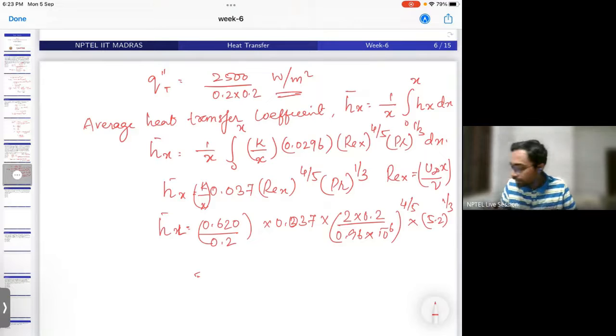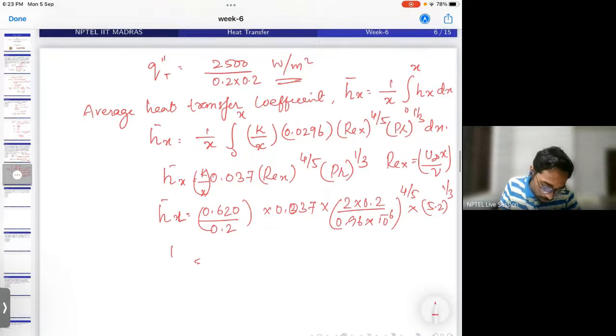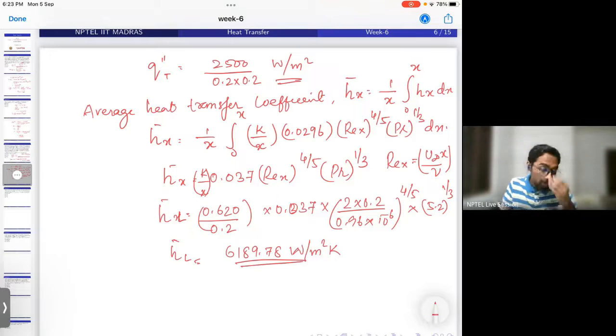So the answer h bar L will come out to be around 6189.78 watt per meter square Kelvin. This is the average heat transfer coefficient over the entire length of the plate.